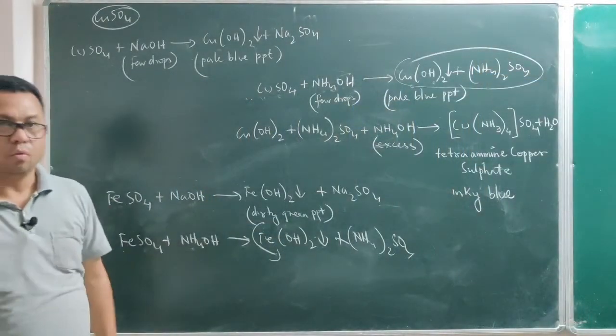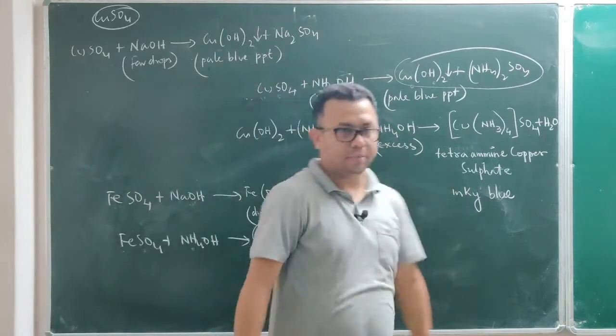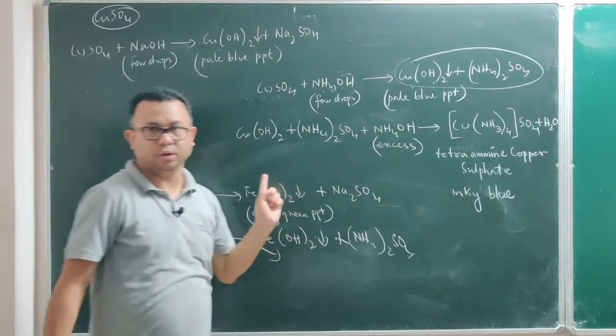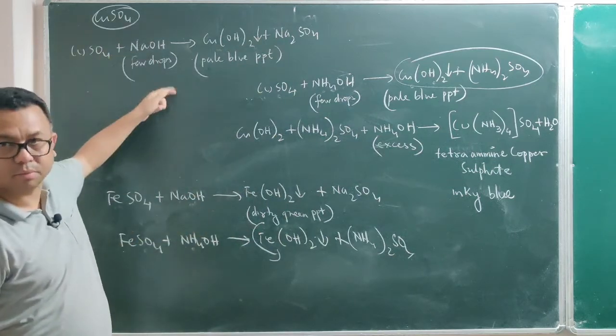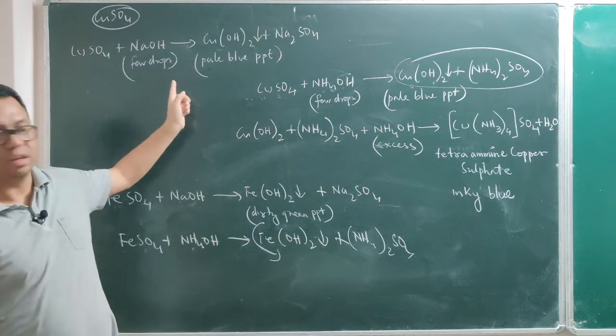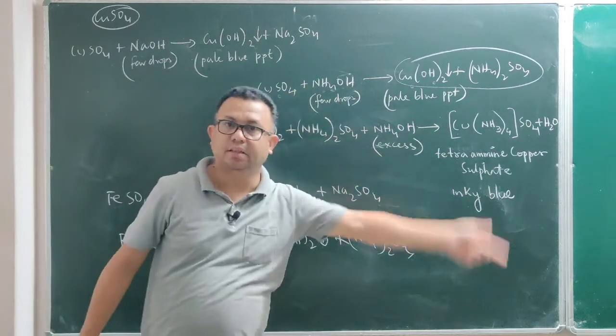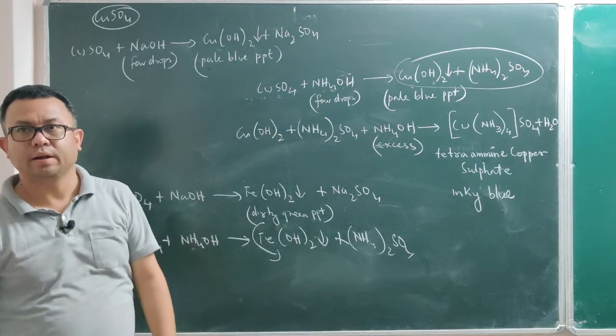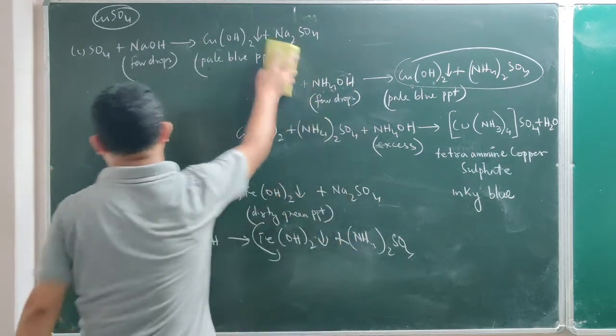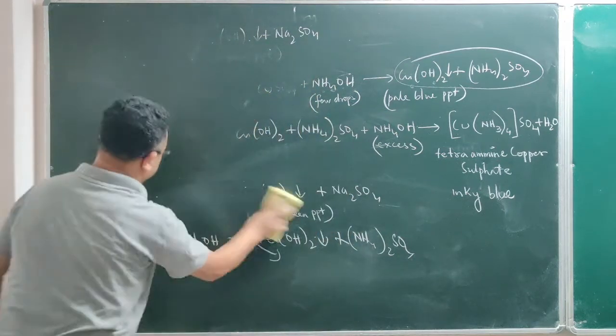Okay, now let me write one more reaction with zinc. I think I'll write it because zinc is soluble in both. That's why the biggest problem is zinc, because for zinc you have to write a double reaction here, since zinc is soluble in excess of sodium hydroxide, and zinc is also soluble in excess of ammonium hydroxide. And similarly for other cations you can write the reactions. Okay, let me now write the reaction for zinc.